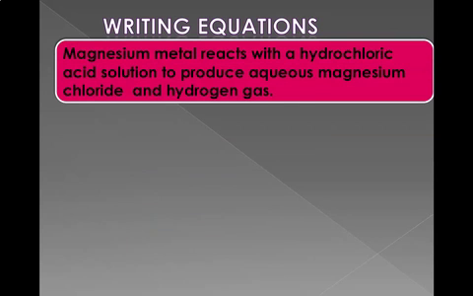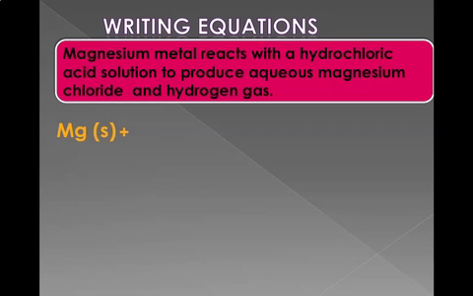We're going to use the symbols we just talked about. So we're going to take this from being written in words to being written with symbols. So magnesium metal reacts with a hydrochloric acid solution to produce aqueous magnesium chloride and hydrogen gas. Okay, so we're going to start with magnesium metal. So magnesium, and it's a metal, so that tells me it's a solid.